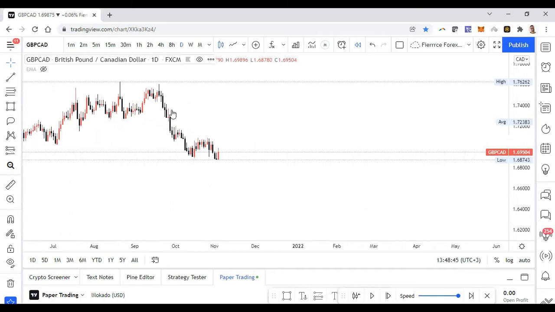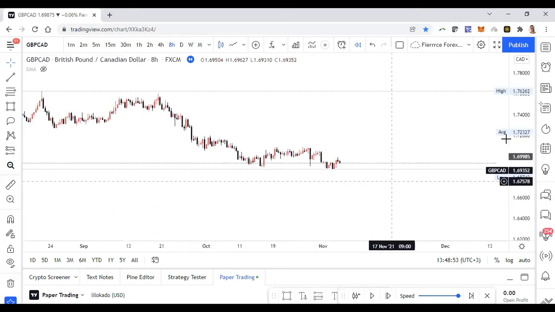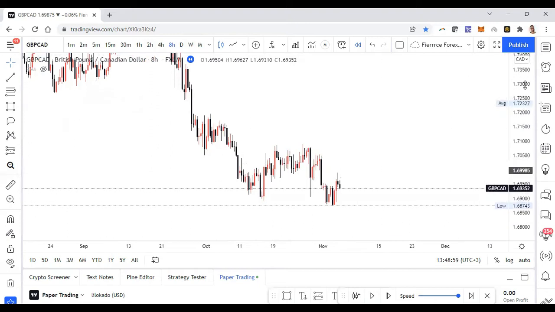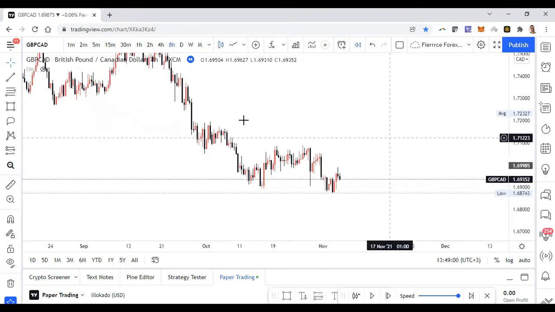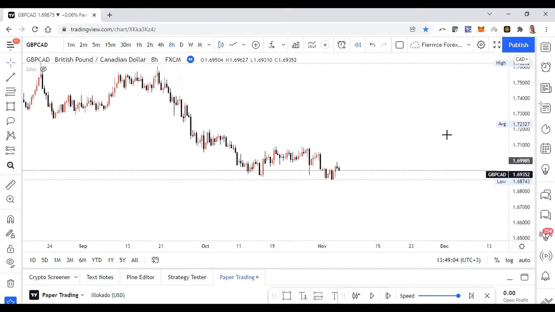So this is the daily. Let me go to the 8-hour. I like to look at the 8-hour. Don't ask me why, guys. I think I saw somebody one day doing the same, and I was like, let me look at that time frame. And I thought, let me also use it, and it works.